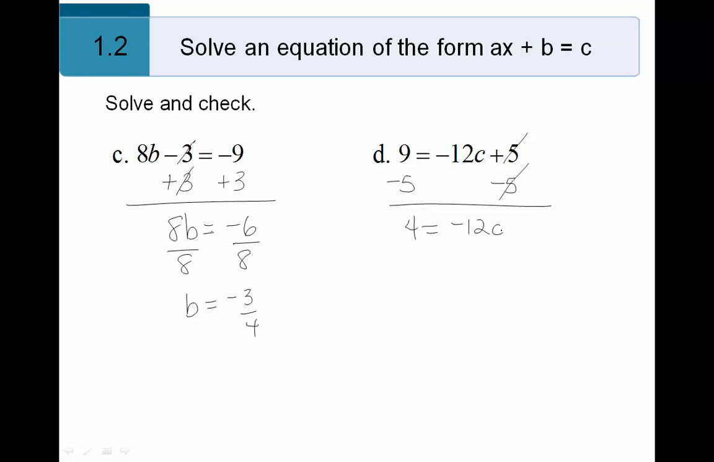Steps 2 and 3 are complete. We have the variable on one side, number on the other. The fourth step is to remove the coefficient, so we'll divide both sides by negative 12. On the right, negative 12 divided by negative 12 is positive 1, and 1c is the same as c. On the left-hand side, 4/12 can be reduced to negative 1/3.